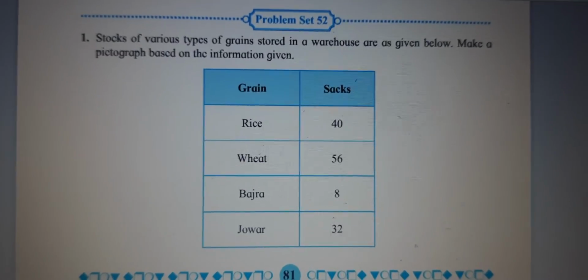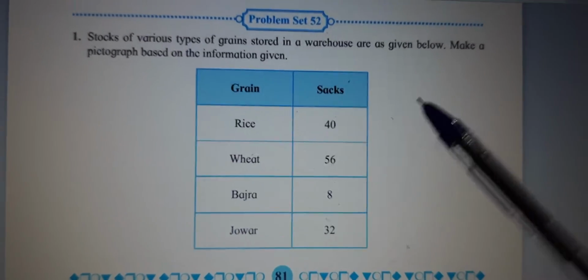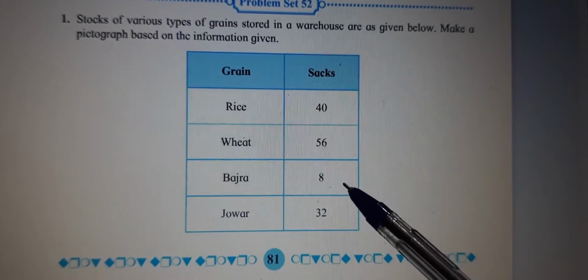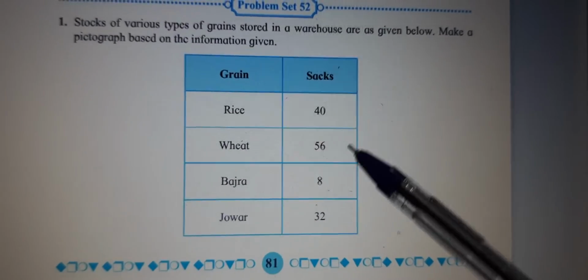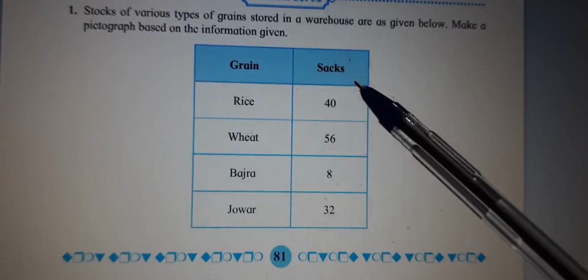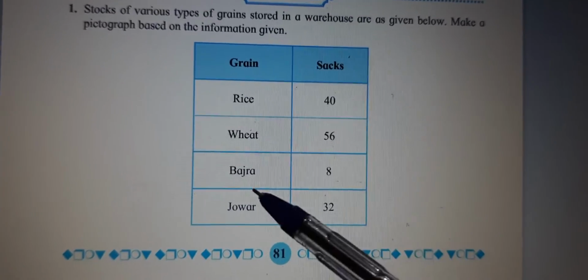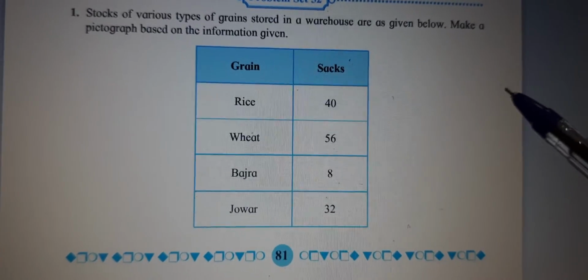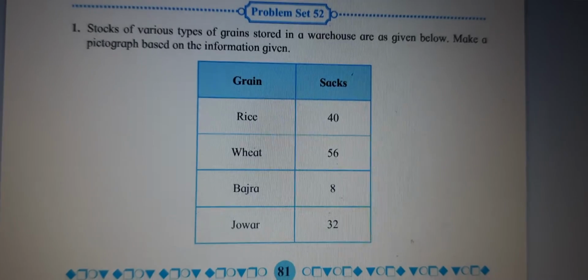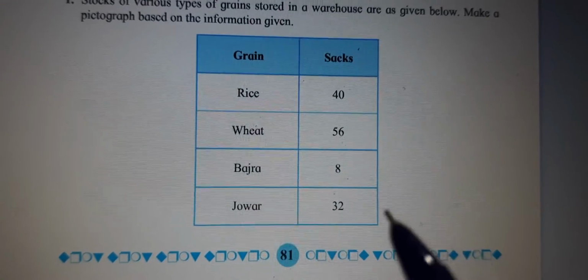And which table, Vanisha, can you tell me which table can we take over here? 8. Bajra. Yes, 8. Why? Because all these numbers are divisible by 8. They are multiples of 8. So we can take 8 conveniently to show as 1 sack. Scale will be 1 picture is equal to 8 sacks.